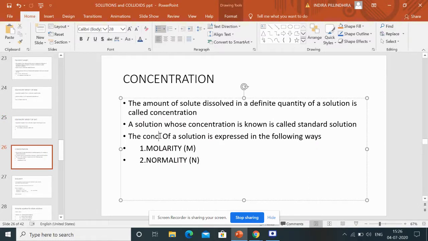So concentration is the amount of the solute dissolved in definite quantity of the solution. The solution whose concentration is known is the standard solution. And there are two ways of expressing the concentration. We can express the concentration either in terms of the molarity or in terms of the normality. So let us start with the first one, that is the molarity.